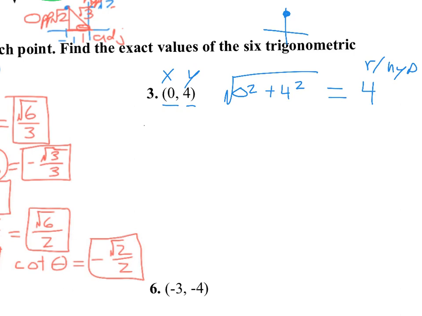Alright, so sine of theta. Remember, sine is the y. So you take the y coordinate, but you have to divide that by the hypotenuse. So sine of theta is going to be 1.